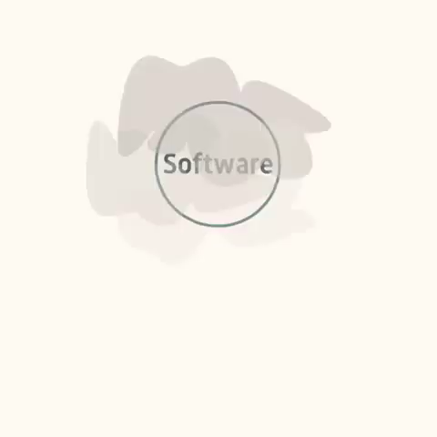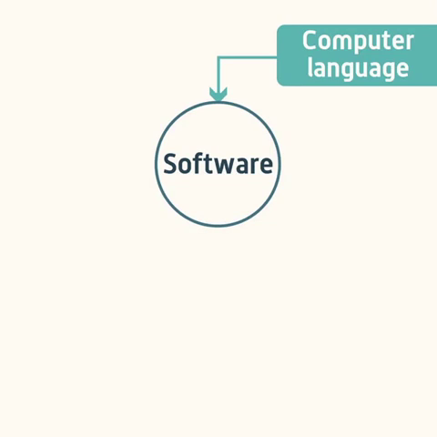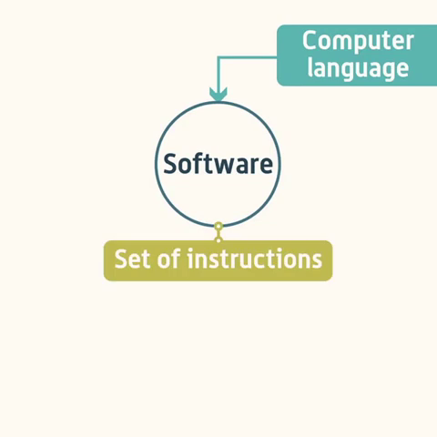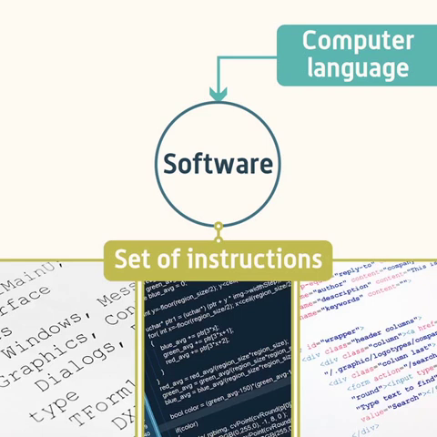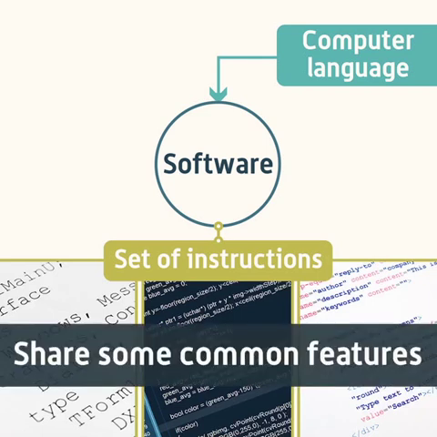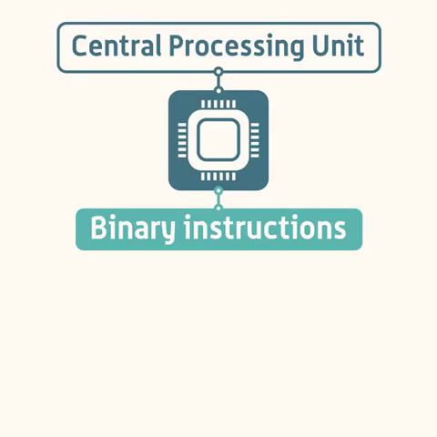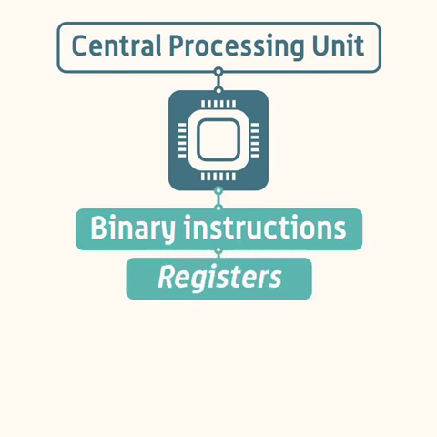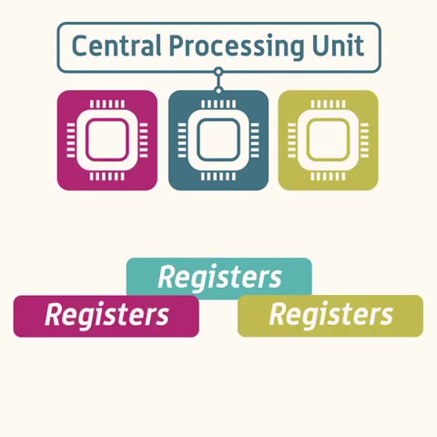Software is created by using a computer language to set out a set of instructions that the computer will follow. There are many computer languages, but they do share some common features. A central processing unit follows binary instructions. These instructions are stored in memory locations called registers within the CPU. Different brands of CPUs have different sets of registers.